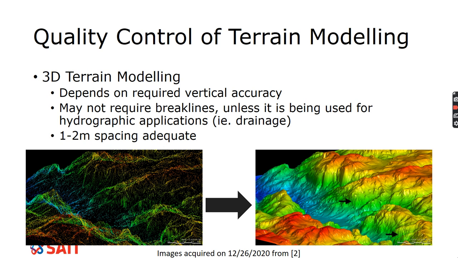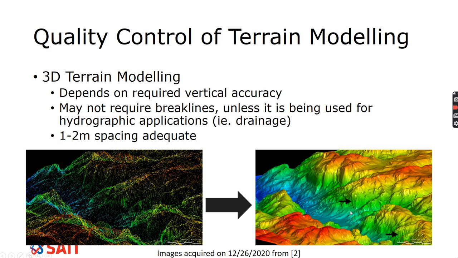So for quality control of the terrain modeling itself, if we're creating a 3D model and bringing that in, it really depends on the vertical accuracy that we are required to have. That's going to dictate what kind of model you're going to use. If you're using TINs, or you're using rasters and creating a rasterized 3D model, you're definitely going to see differences in how it's displayed, and differences in accuracy.